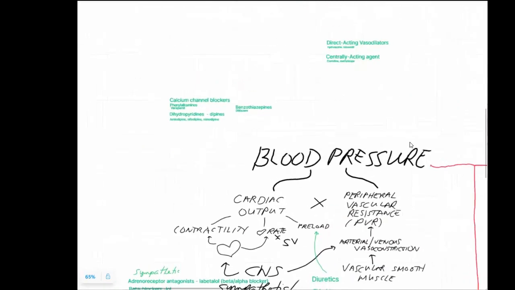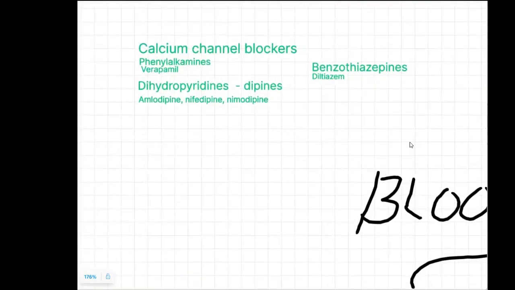Now, CCBs, calcium channel blockers, there's a few of them. The most common ones that we see used for hypertension are the dihydropyridines. So I call them the dipines, which are your amlodipine, nifedipine, nimodipine. So CCBs are also one of the first lines of treatment for primary hypertension in patients over the age of 55 and in Black patients who are of African or Caribbean descent.